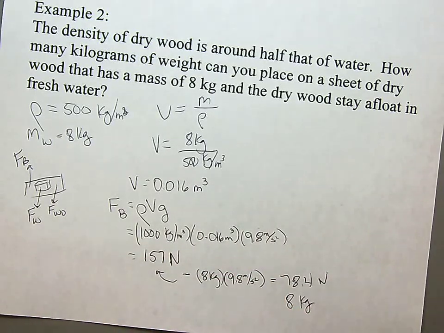So if a board has a density of 500 kilograms per cubic meter, half that of water, then it can support its own weight in wood. So if you're on the Titanic and you're sinking, you want a board that weighs at least as much as you, if you want to stay afloat.